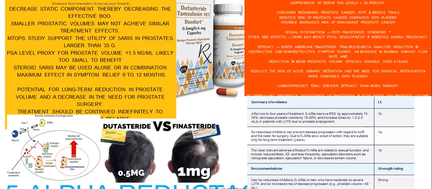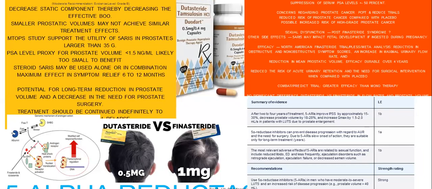The results from the MTOPS study support the utility of 5-alpha reductase inhibitors in larger prostates. They looked at prostates larger than 35 grams, and they showed the larger the prostate, the bigger the impact of this agent. PSA levels can be used as a proxy for prostate volume in aspect of transrectal ultrasound. Levels below 1.5 indicate that likely a prostate is too small to benefit, and they can be used alone or in combination with other medications.